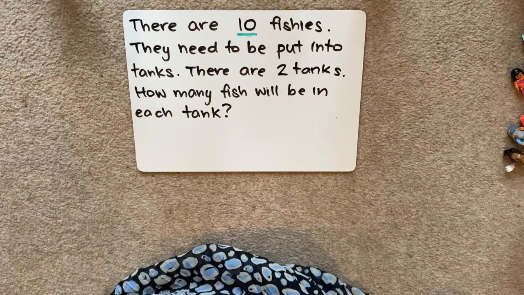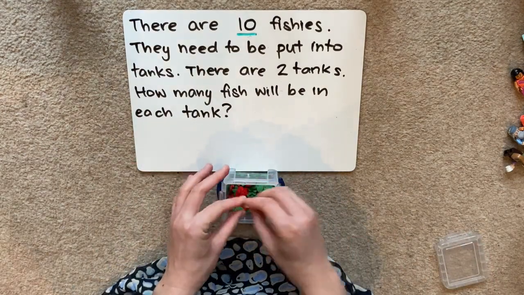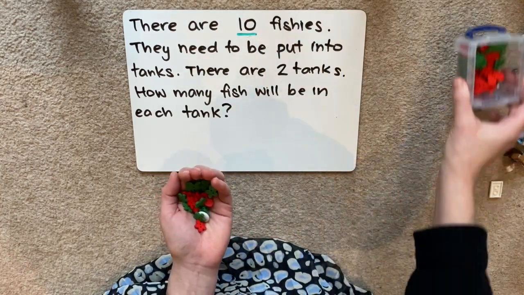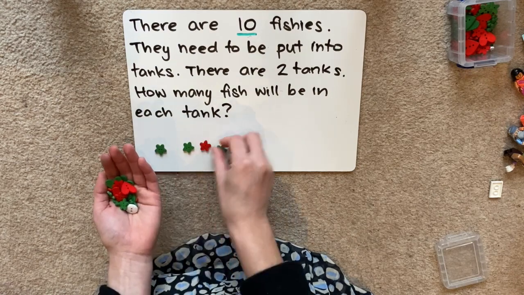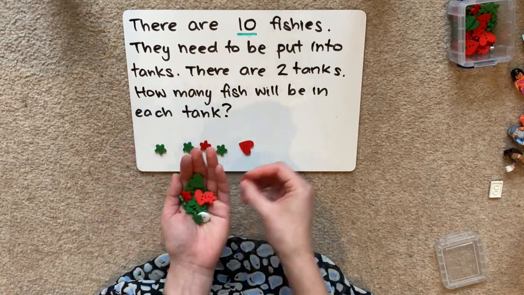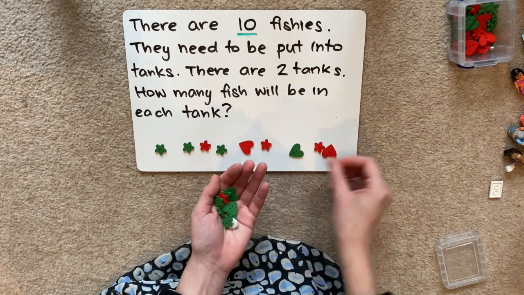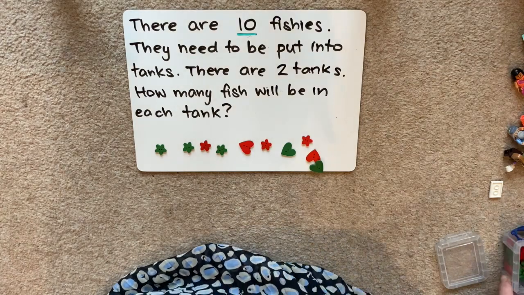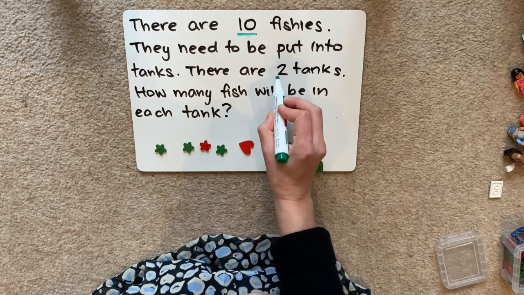I'm going to use buttons because I don't have 10 fish. So I need to get 10 objects out to represent the fish. 1, 2, 3, 4, 5, 6, 7, 8, 9, 10. So I've got my 10 fish and they need to be put into 2 tanks.